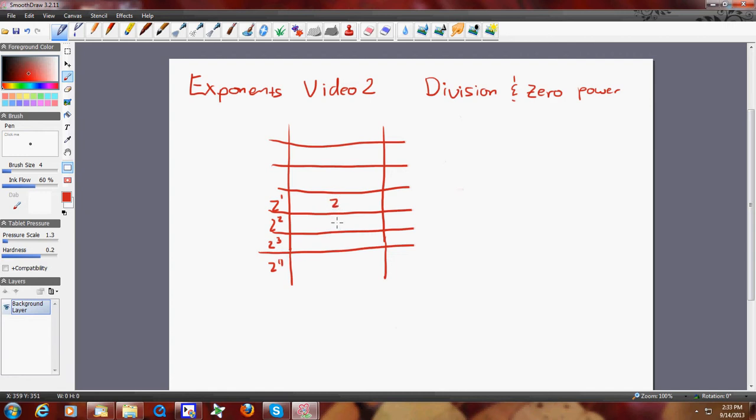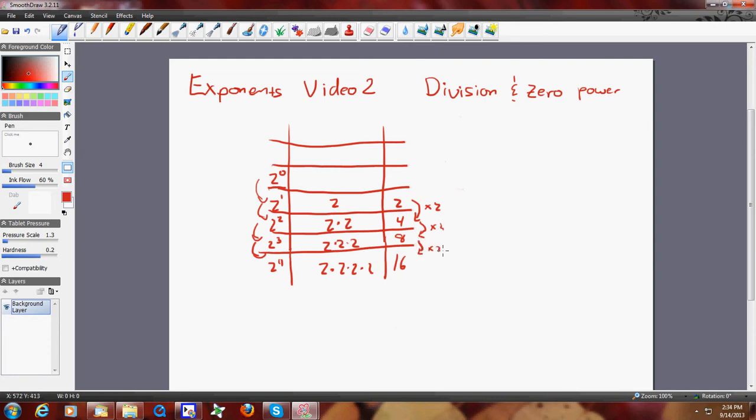So 2 to the first means 2, 2 to the second means 2 times 2, 2 to the third means 2 times 2 times 2, and 2 to the fourth means 2 times 2 times 2 times 2. Well, this is 2, this is 4, this is 8, and this is 16. Something that's a little bit harder to see is, what's the value of 2 to the 0? Well, if you take a look, each time I'm increasing the exponent by 1. Right? 2 to the 0, 2 to the 1, 2 squared, 2 cubed, 2 to the 4th. But right here, I'm actually increasing by 2.